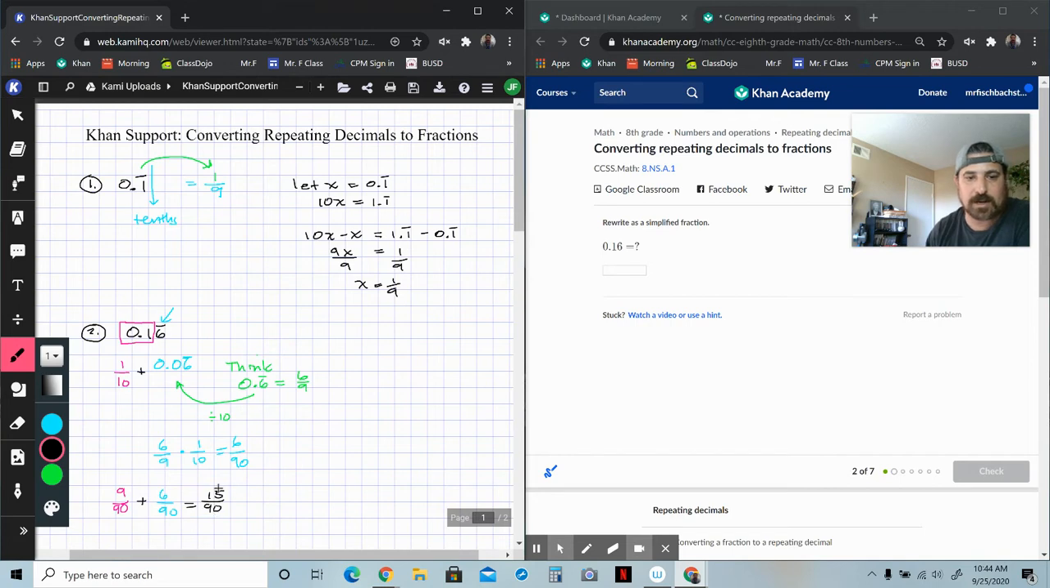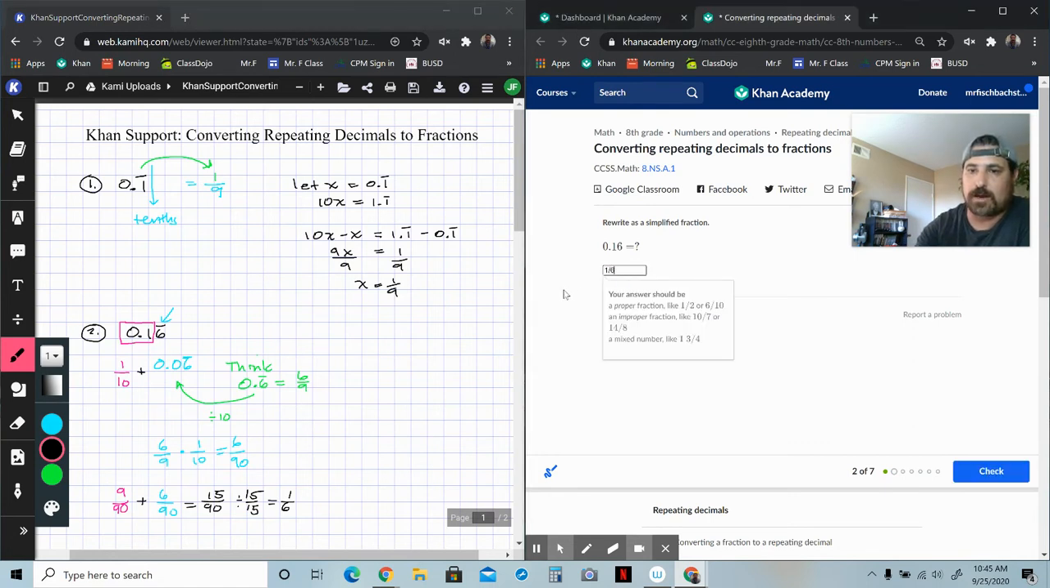And hopefully you guys recognize that 15 goes into 90, so you can divide top and bottom by 15. And let me write that out a little bit more carefully for you guys. And you're going to get the answer of 1/6. So this one's actually worth 1/6. So if you were to put 1/6, you're going to get that right.